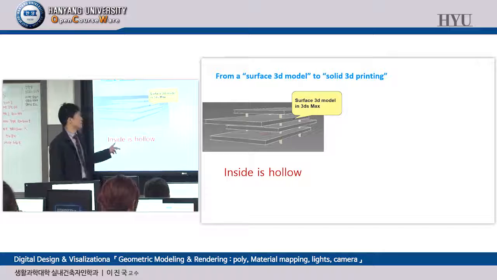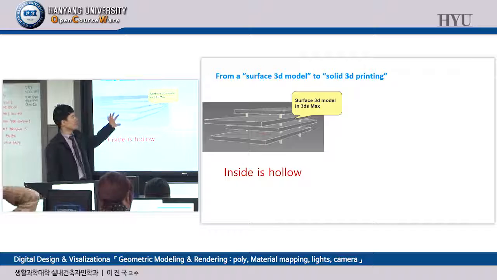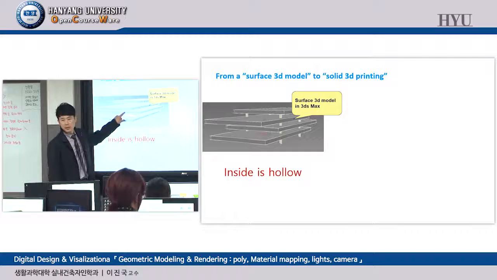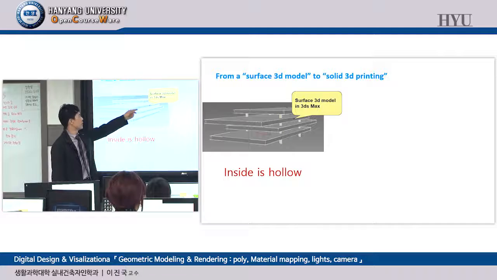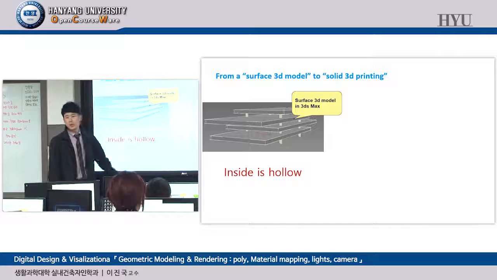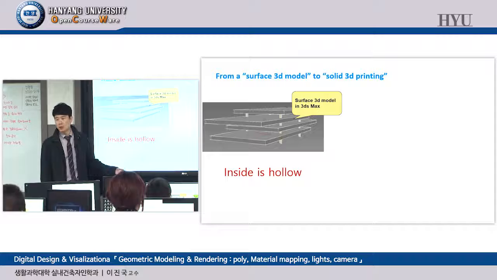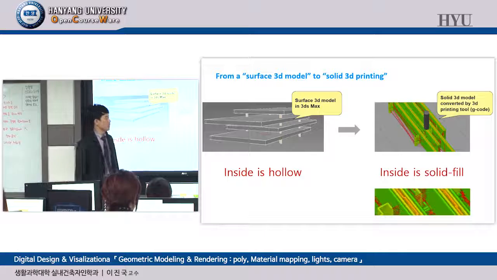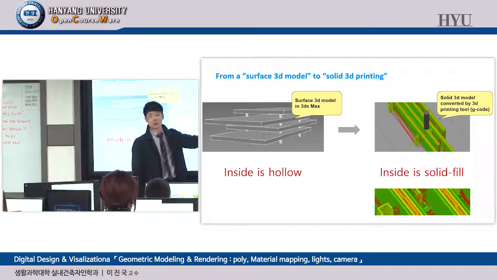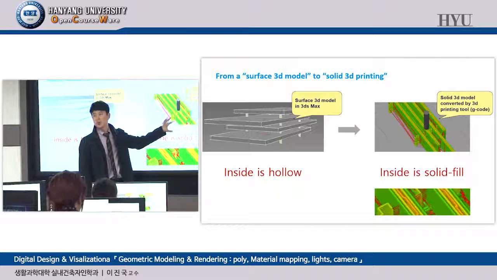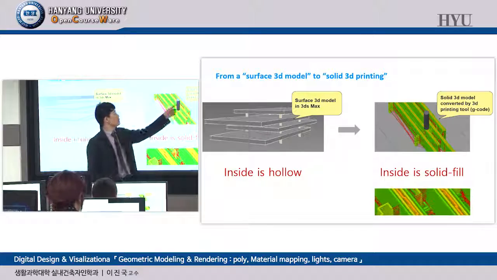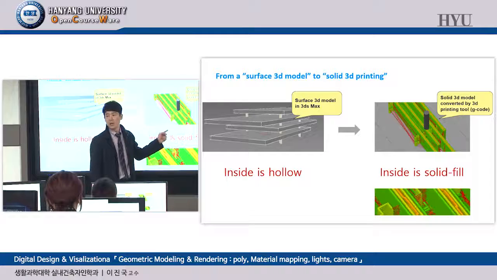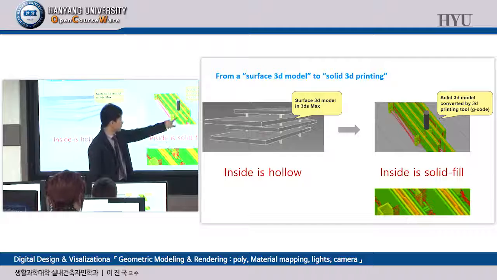Inside is originally hollow. Okay? In 3D Max, the geometry inside this cube shape and this cylinder shape is all empty. Okay? Inside is hollow. But thanks to this G-code generator, a simplified 3D solid model is converted by the 3D printing tool. Okay? When you create G-code, take a look.